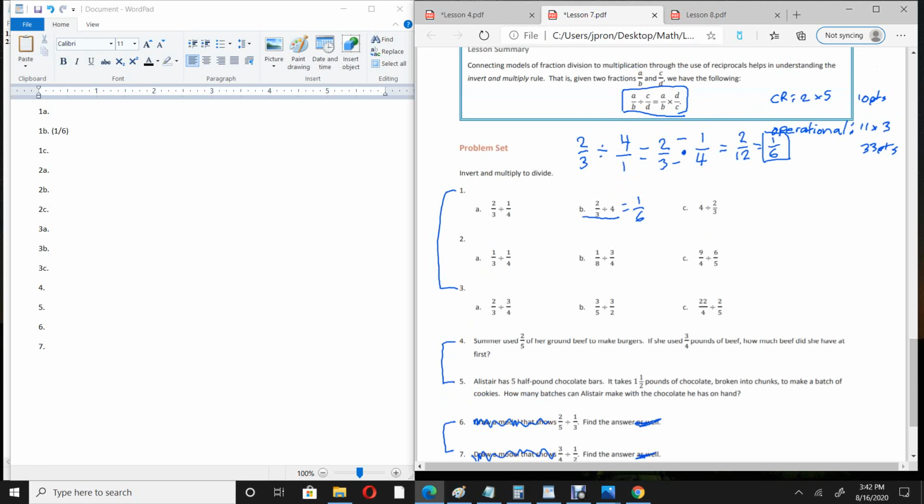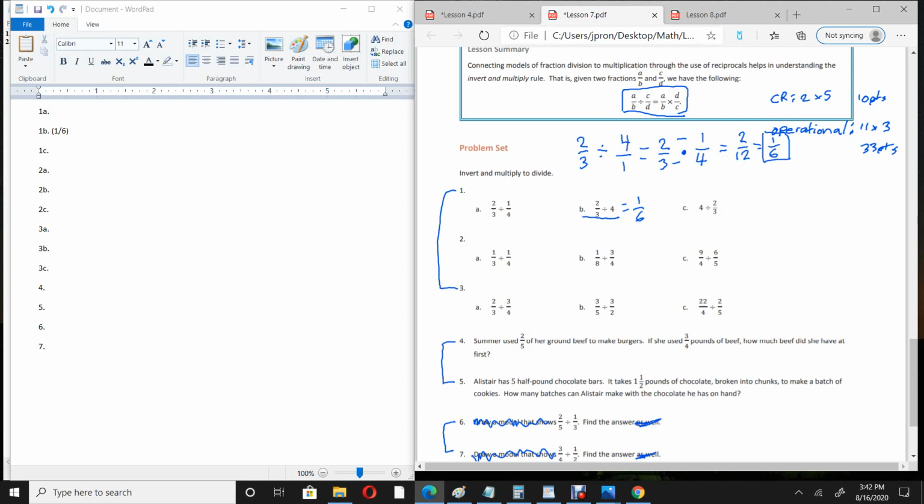Congratulations. Okay, so you got 2 word problems down here. Let's talk about them. I'll go ahead because I want to. I think I hate this one. Yeah, Summer situation. So I'm going to do 4 and just give you an example of what a good constructive response answer would look like. Summer used 2/5 of her ground beef to make burgers. If she used 3/4 pounds of beef, geez. How much beef did she have at first?